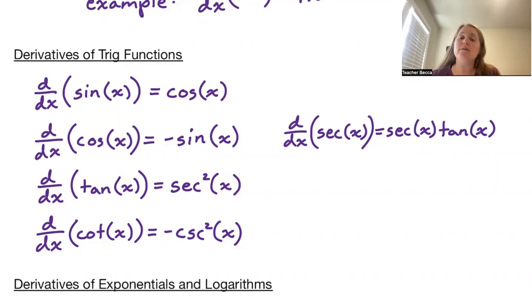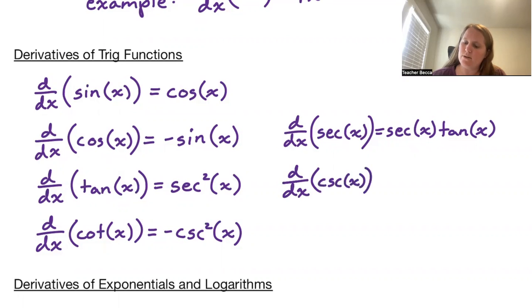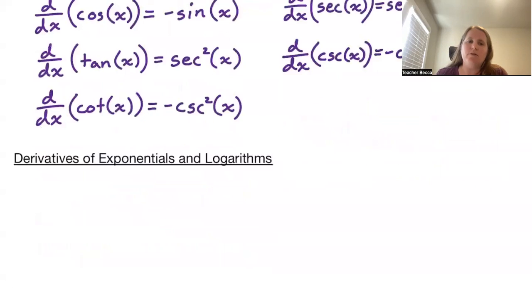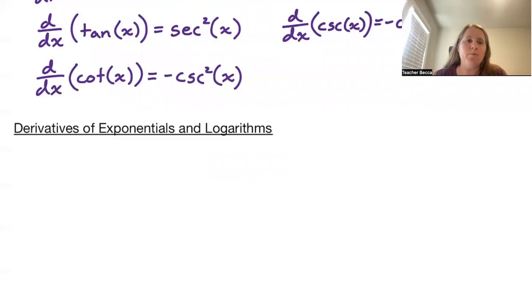And our derivative of secant of x was secant x tangent x. And then we have our derivative of cosecant of x, which is a negative cosecant x cotangent of x. So these were all of our trig derivatives. Then we have our derivatives of exponentials and logarithms.